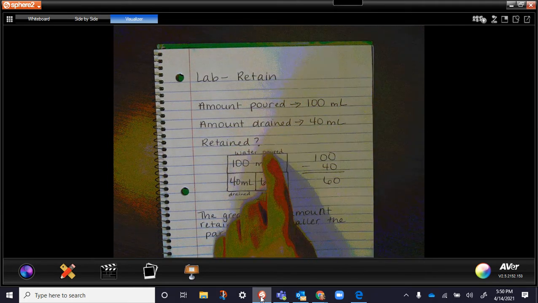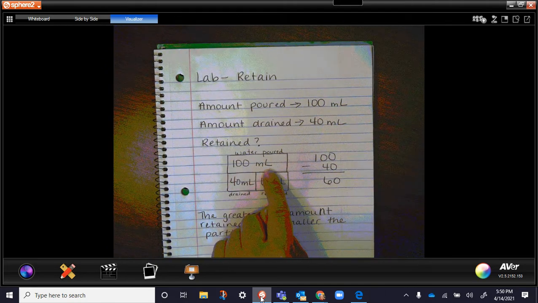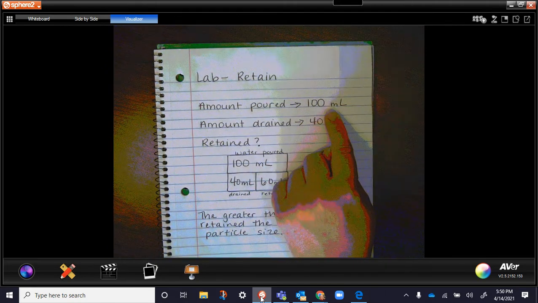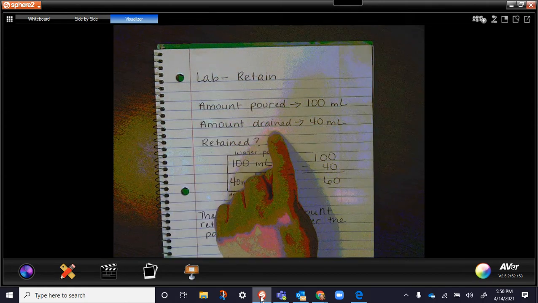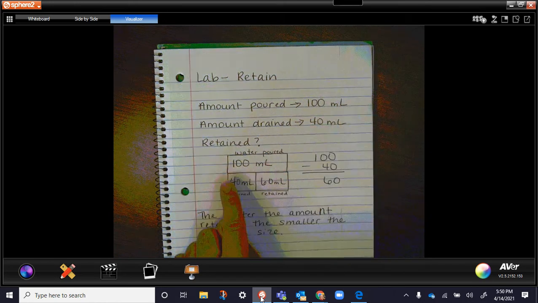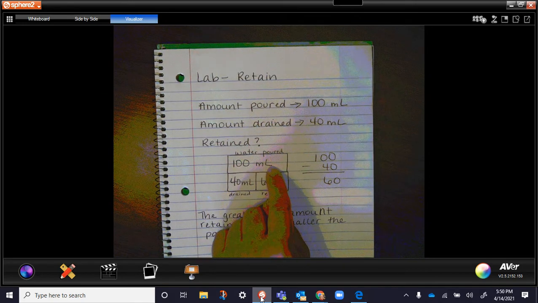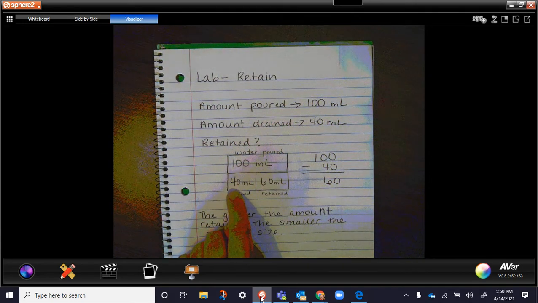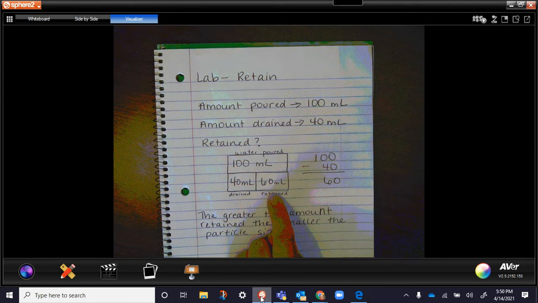So what we can do is do the math. If we know the total amount that we poured in, so let's say we poured in 100 milliliters of water, and we look at the part that comes out, the part that's drained, let's say that's 40. This is just a simple part-whole: if we have 100 that went in and 40 that came out, we can subtract and get the amount that was retained and held on to by the soil.